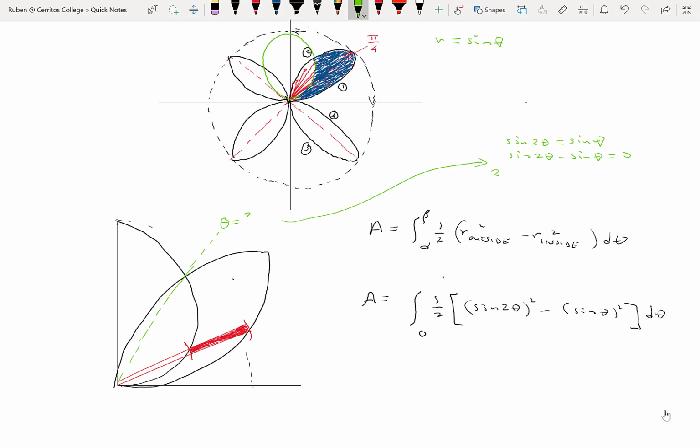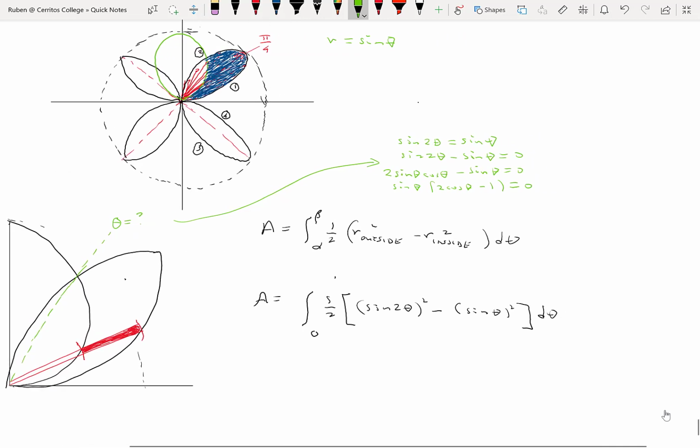The double angle formula for sine says sine of 2 theta equals 2 sine of theta cosine of theta, minus sine of theta equals 0. Factoring out the sine of theta, I realize I'm running out of room here. I think this will work out nice though. We'll find out. 2 cosine theta minus 1 equals 0.